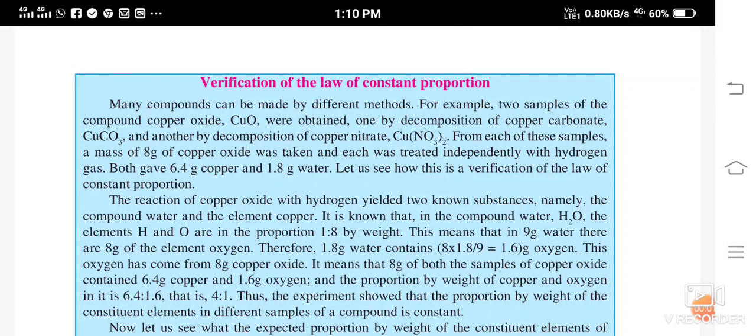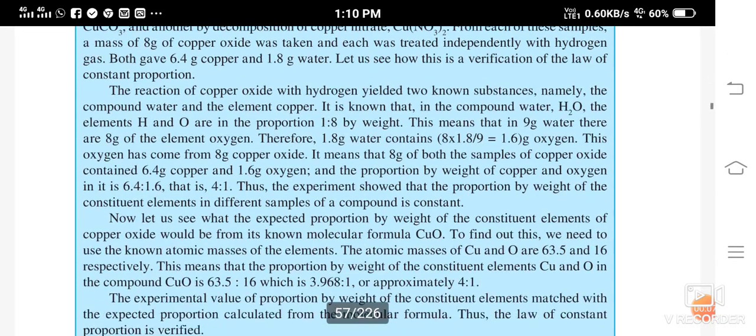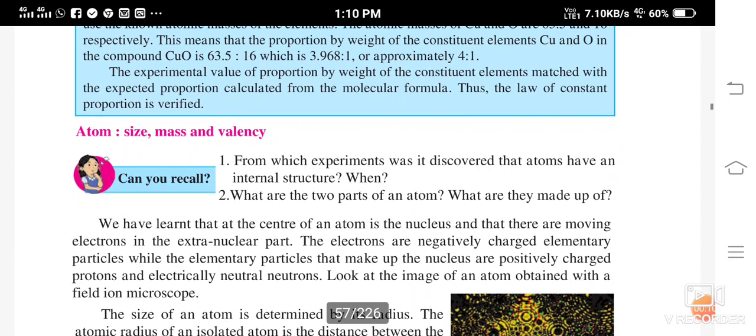Students, in the last video, we studied the law of constant proportion, and we saw how to verify it also. Now, in today's video, let us study the size of the atom, mass of the atom, and valency.